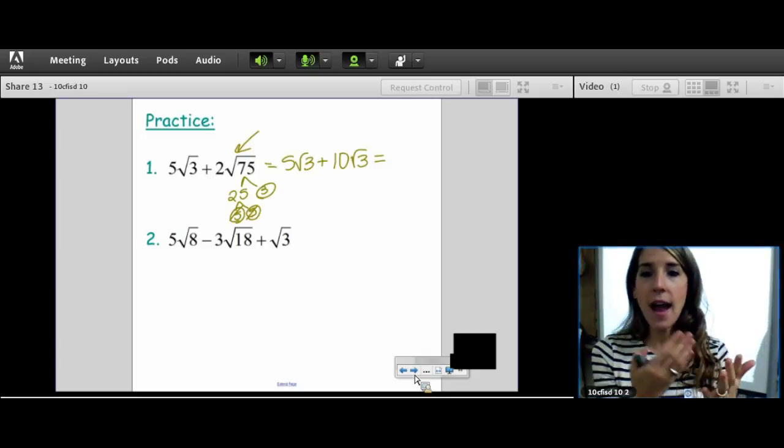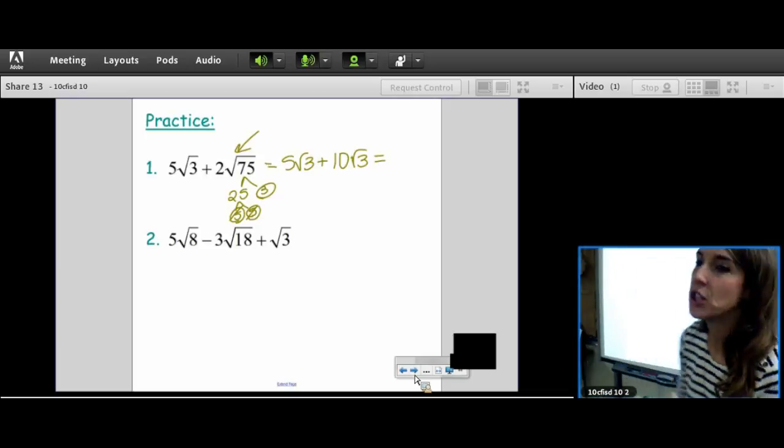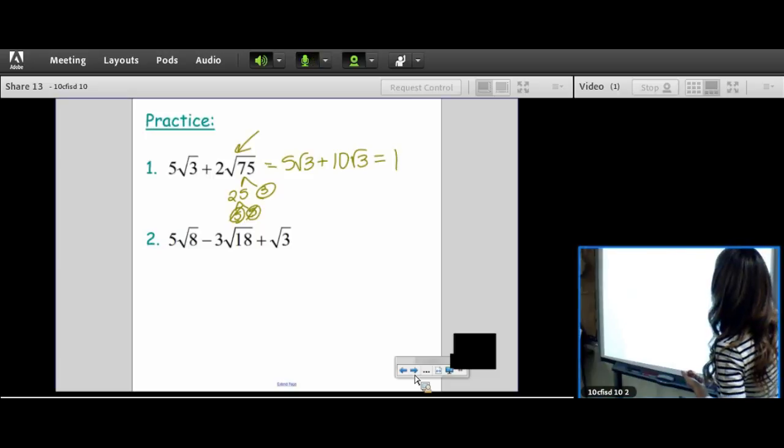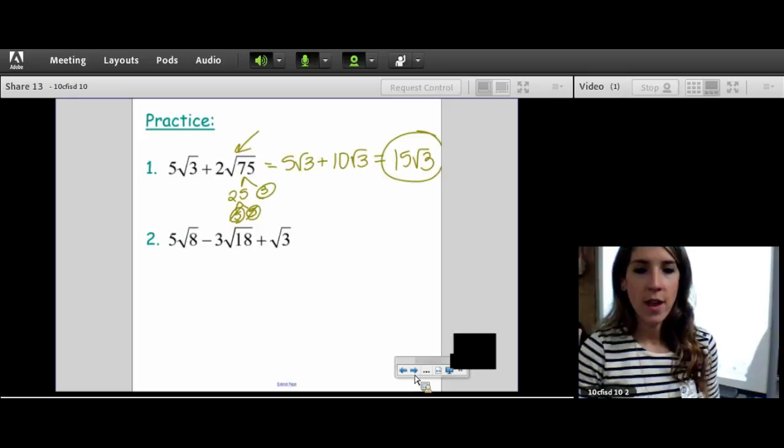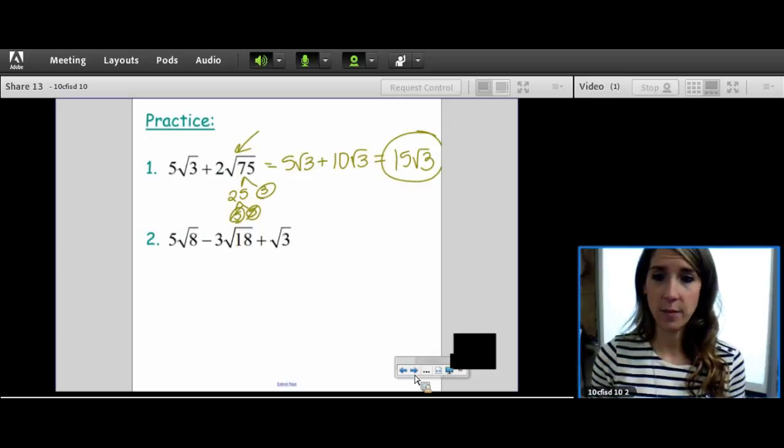So now we've got 5 root 3 plus 10 root 3. Now the radicands match, and we're allowed to add them. Final answer, 15 root 3. Can you put the problem in your calculator and put the answer in your calculator? Yes, you can, to check your answer.